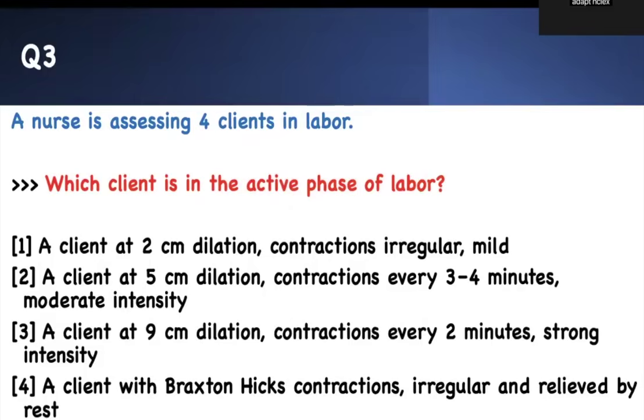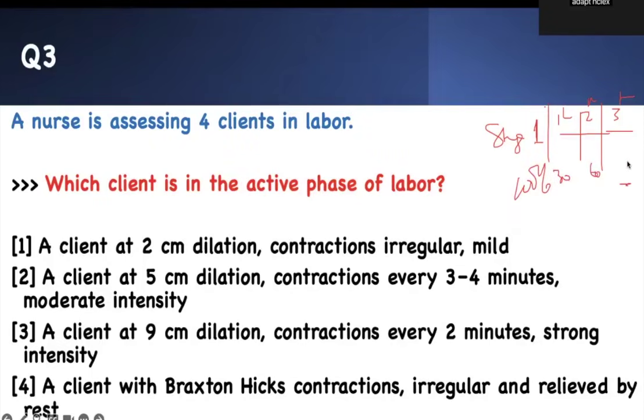And if you know them, that's where most of the actions will occur. They always like stage 1 and all the phases within the stage. Which client is in active phase? The way to answer this question is to know that stage 1 is divided into 3: latent phase, active phase, and then transition phase. And at 100%, you have to be at the transition phase.